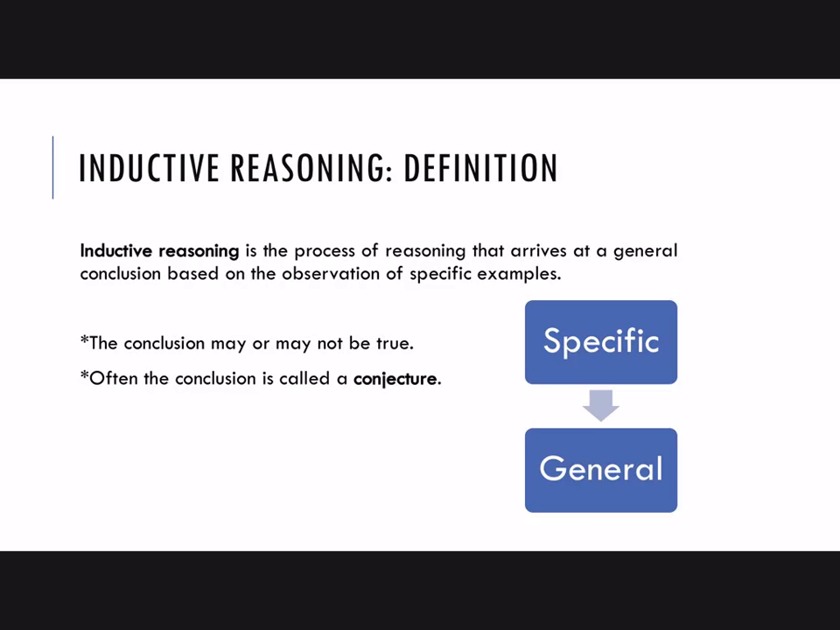All right, so your first definition. Inductive reasoning is the process of reasoning that arrives at a general conclusion based on the observation of specific examples. So it may or may not be true, and we often call the conclusion a conjecture because it's more of an educated guess. We're not sure that it actually is a true conclusion.